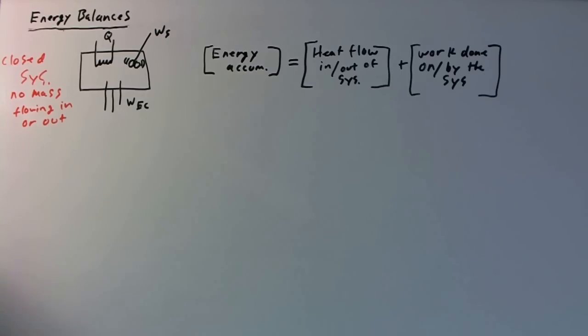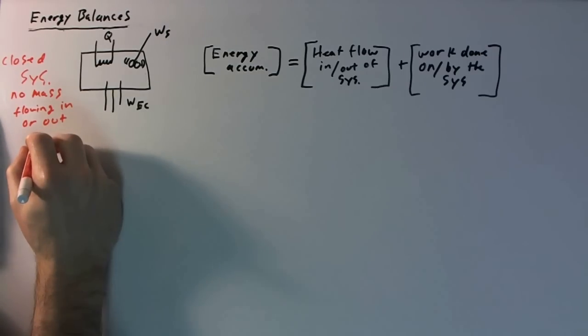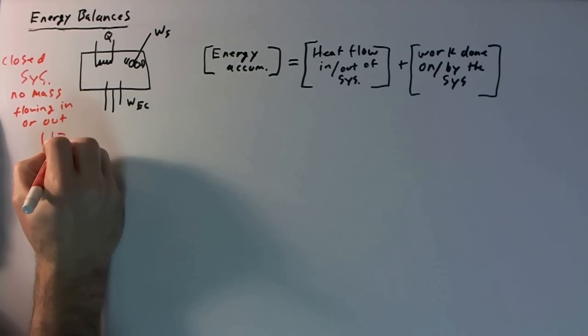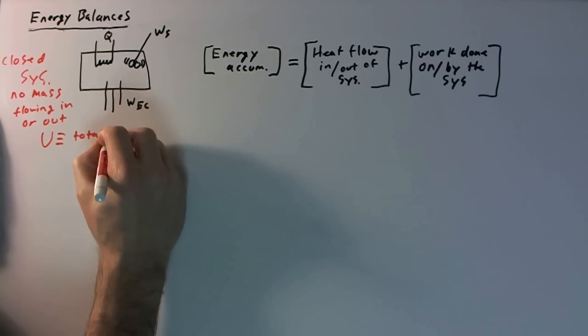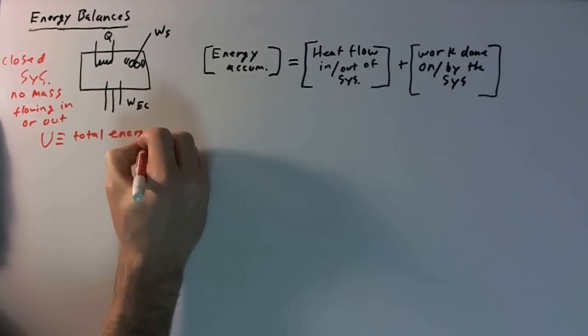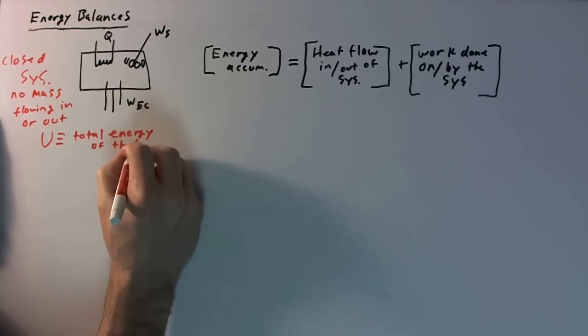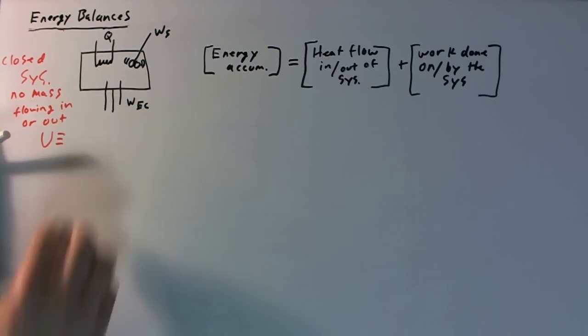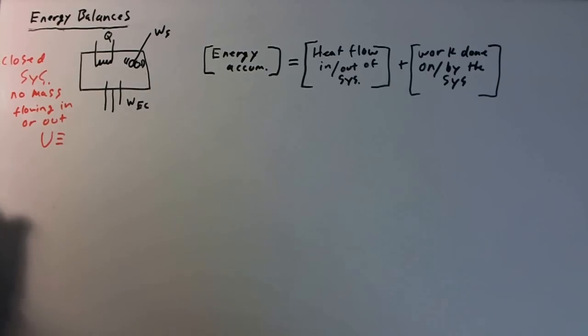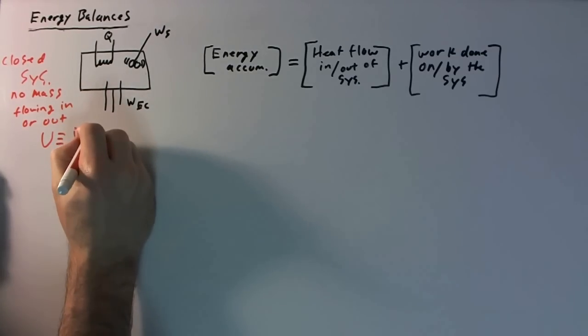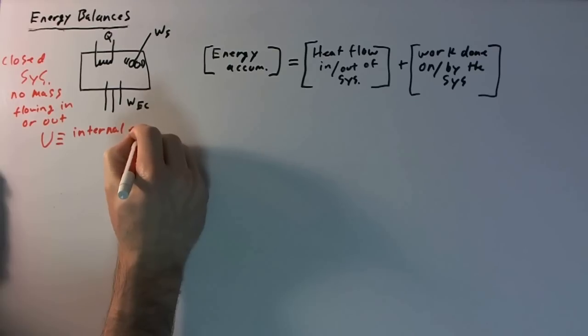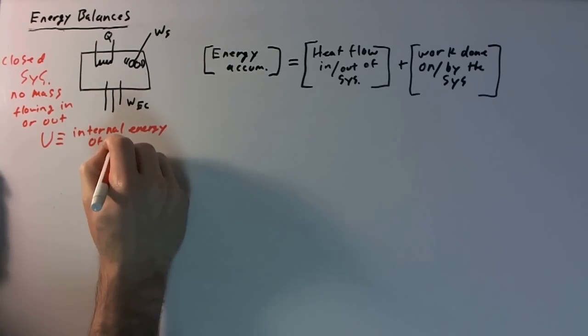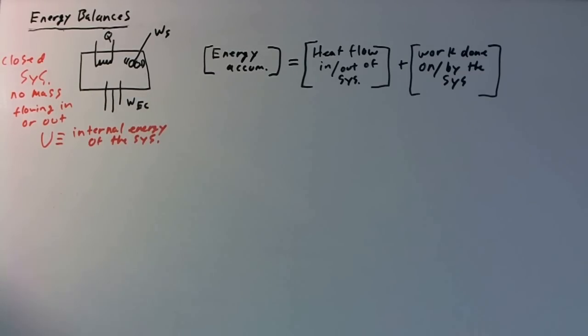Also, let's define a couple of things. Let's say that capital U is the total energy of the system. Internal, excuse me. Total, yeah. Things would be a little bit different if it wasn't total. So this is the internal energy of the system. Now we also have kinetic energy.